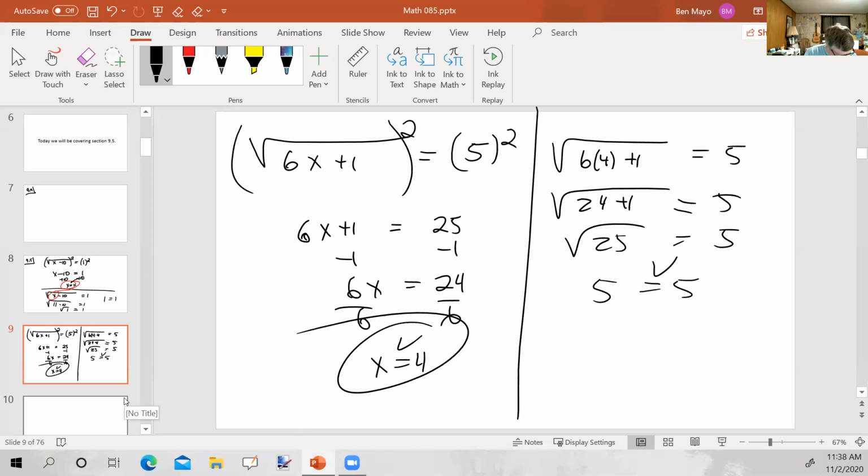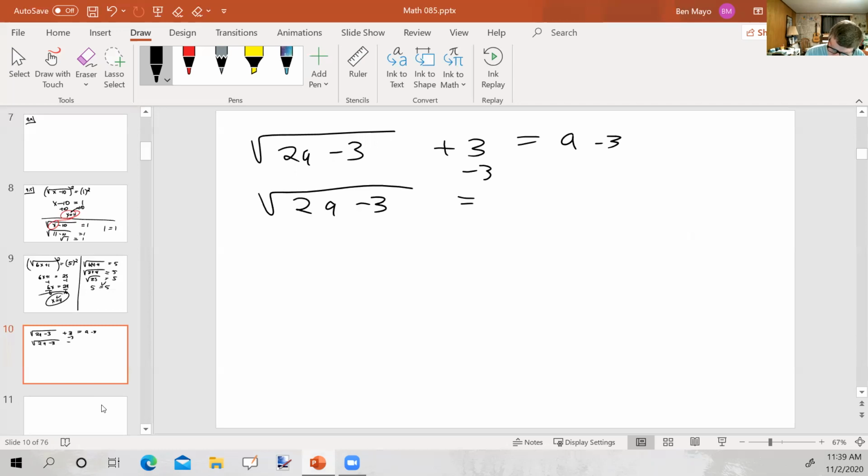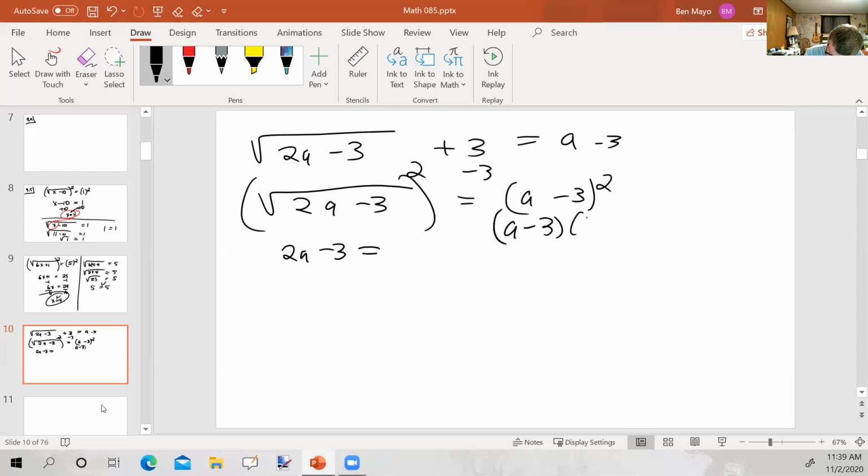Okay, now life's going to get a little bit more complicated. Let's say we've got the square root of the quantity 2a minus 3, plus 3 as a separate term, equals a. So here again, I want to isolate the radical expression or the radical term. So I'll subtract 3 from both sides and I get the square root of the quantity 2a minus 3 equals a minus 3. I'll square both sides of the equation. On the left side of the equation, we get 2a minus 3. On the right side, however, we get a minus 3 times a minus 3, which is a squared, minus 3a, minus 3a, plus 9. Don't forget, when you FOIL a binomial, there's those middle terms.